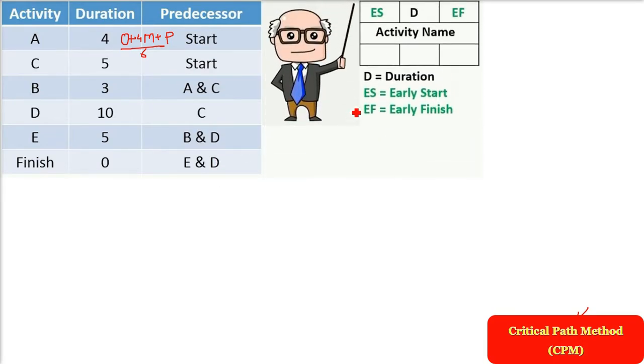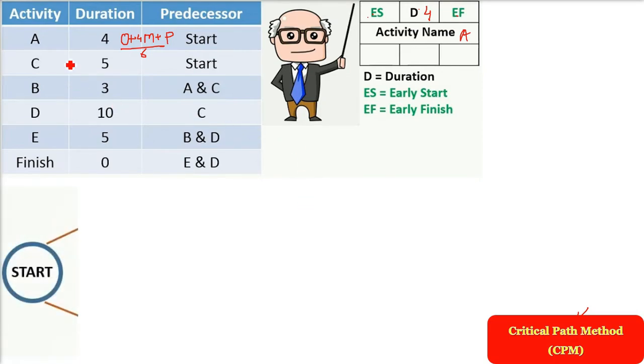Here, the nodes, how we are going to write them. In the center, we write the activity name. Here, for example, A. A has duration 4, so we write 4 here. ES and EF: ES stands for early start, EF stands for early finish. Let us take an example.